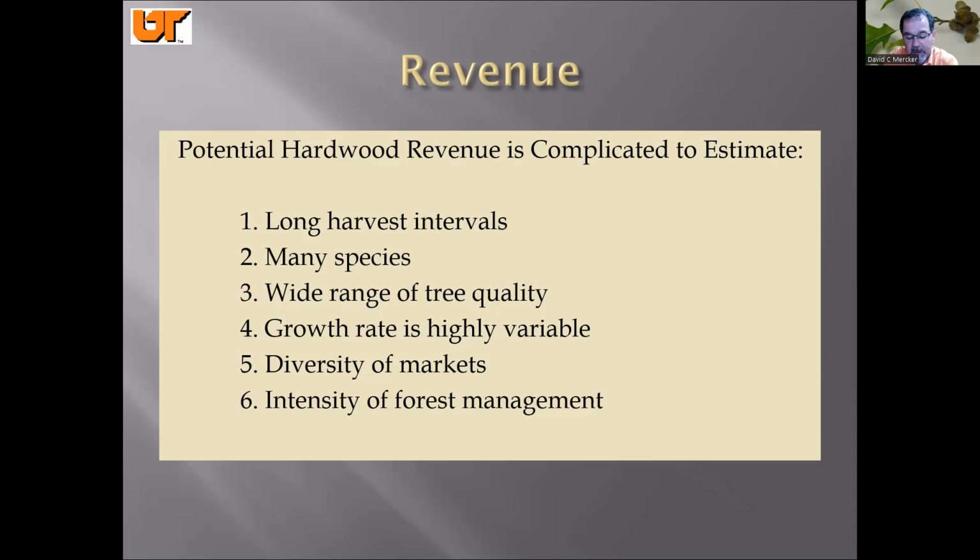So these variables have wide ranges, and they interact with each other. And the result is that while general trends and trade-offs can be identified, making a precise estimate of a future value really is not practical.